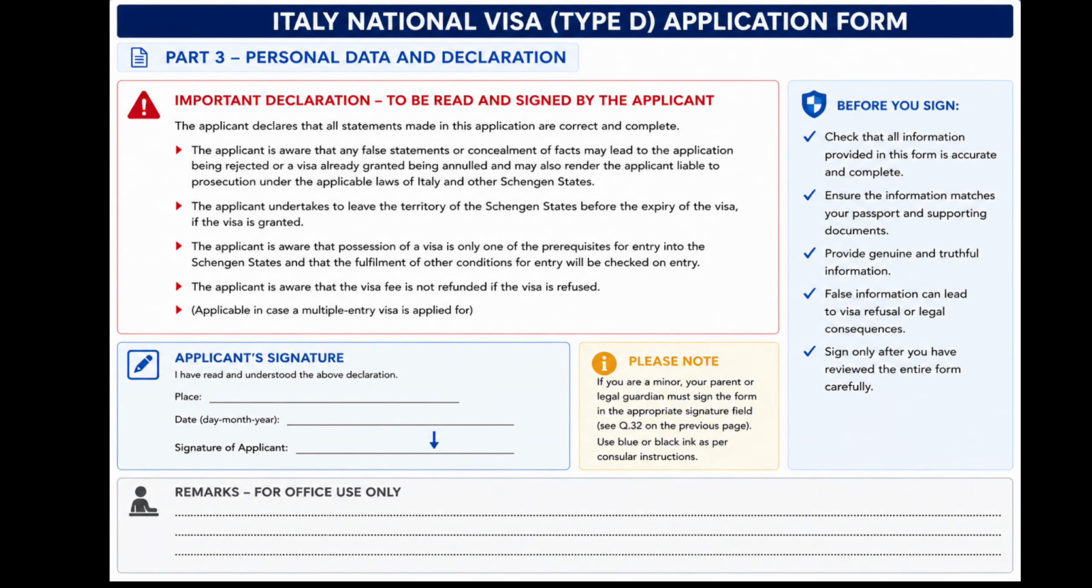Important declaration. Now we reach a very important declaration. The applicant declares that the information provided is correct and complete. The form also warns that a false statement can lead to the application being rejected or a visa already issued being annulled, and may have further consequences under the applicable law.